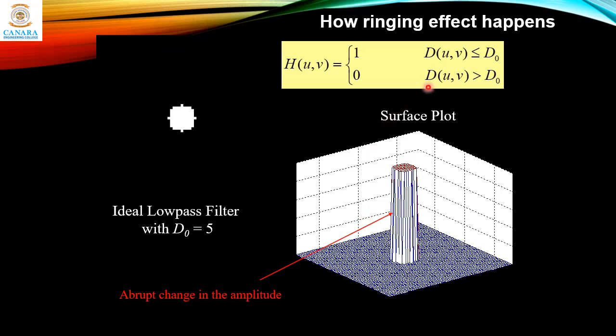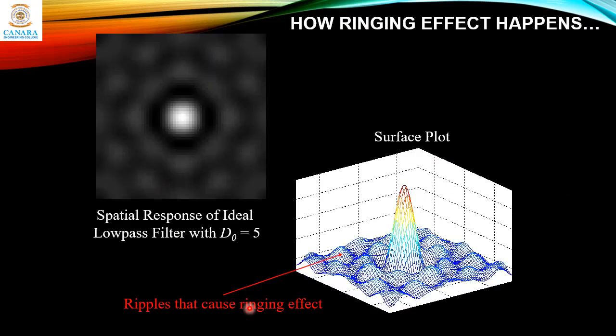The ringing effect happens because of abrupt change in the amplitude. So this is the ideal low pass filter with D not equal to 5, and this is the surface plot. Now this happens because for a rectangular function as input, its Fourier transform is always a sinc function. And when you have a sinc function, in this three-dimensional view, you will see these ripples. These ripples are causing the ringing effect in an ideal low pass filtered image. It's unavoidable.